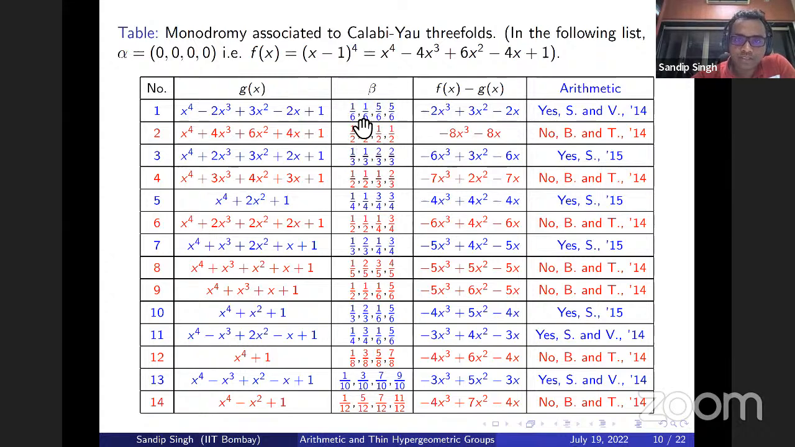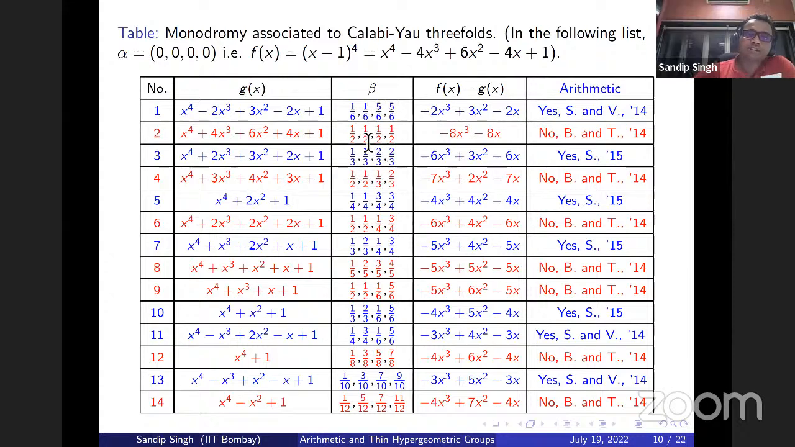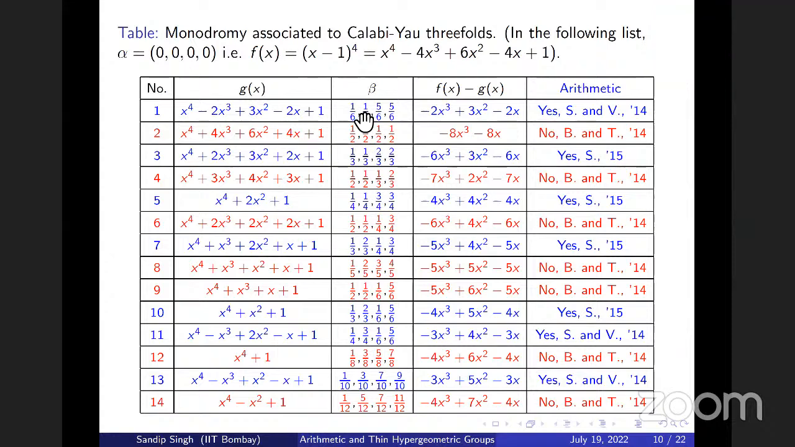G in number 2 is what? This is x plus 1 to the power 4. Again, this is x^2 plus x plus 1 whole square. Can you explain beta again? No, beta is like this, corresponding to beta. What is the root of f? Root of f is the sixth root of unity. And also we have to make sure that this g actually has integer coefficients.